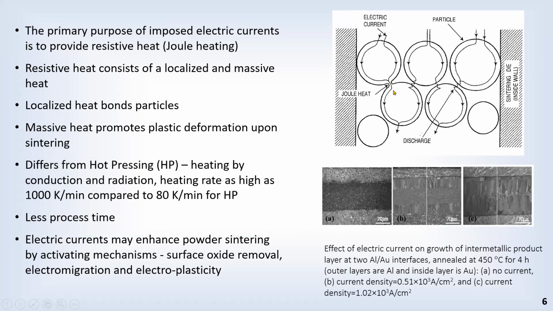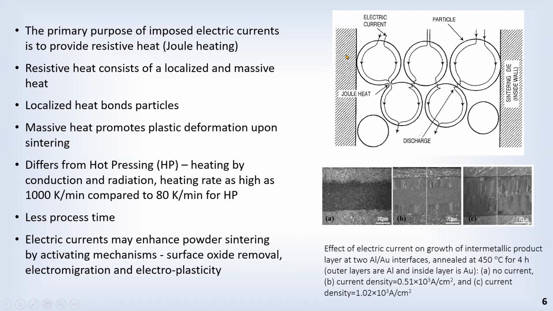And the localized heat results in high temperature at the interfaces, leads to bonding, and the massive heat promotes the plastic deformation of the particles. And this differs from hot pressing in the way that in hot pressing, the heat is conducted from a furnace to the die. Here, the heat is produced within the die.